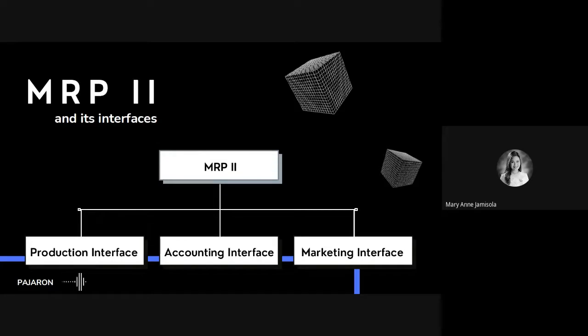So this is MRP2 and its interfaces. We have the production interface, the accounting interface, and the marketing interface. So as you can see here, MRP2 doesn't only focus on the inventories or production, but it also has an accounting interface and a marketing interface.